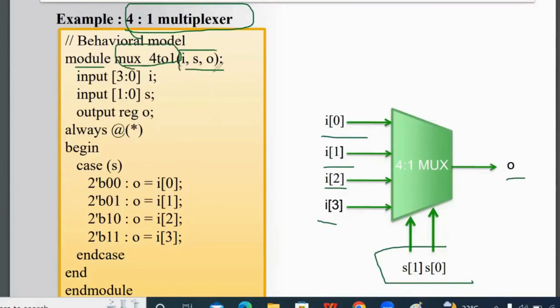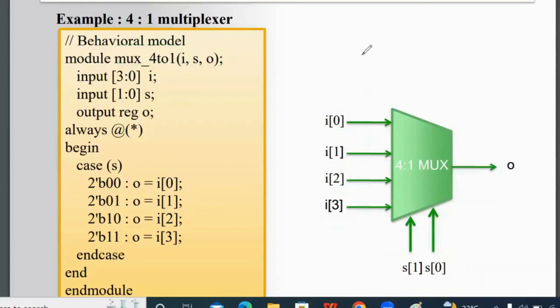Can you tell me why we have taken here only simply I, S, O? Why can't we take I0, I1, I2, I3? Because they are vectors, so we are just defining them with a single input. Okay, the vectors. If you take it like this, we can reduce the number of variables, so it is easy to take and easy to extract. If you take four variables, the design complexity will be increased, since the number of variables will be increased.